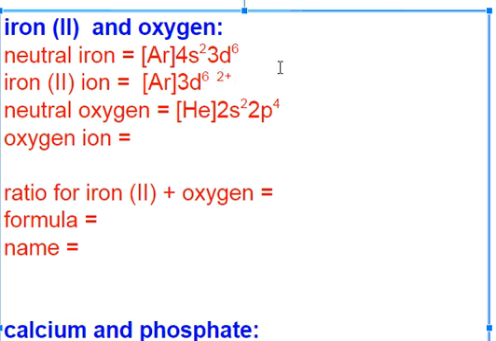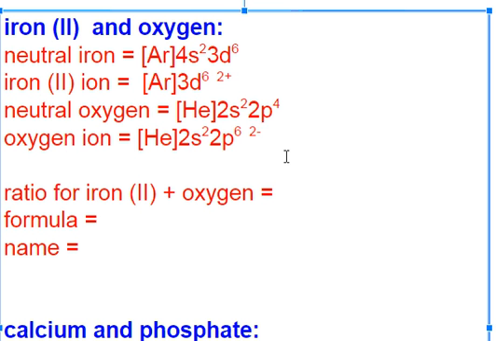Oxygen ion, what's oxygen going to do to get stable? Yeah, it needs to gain 2. So it's got 2s2, 2p4, so when it gains 2, they fill up this p, 2s2, 2p6. Now it's got 8, and that gives it a 2- charge.